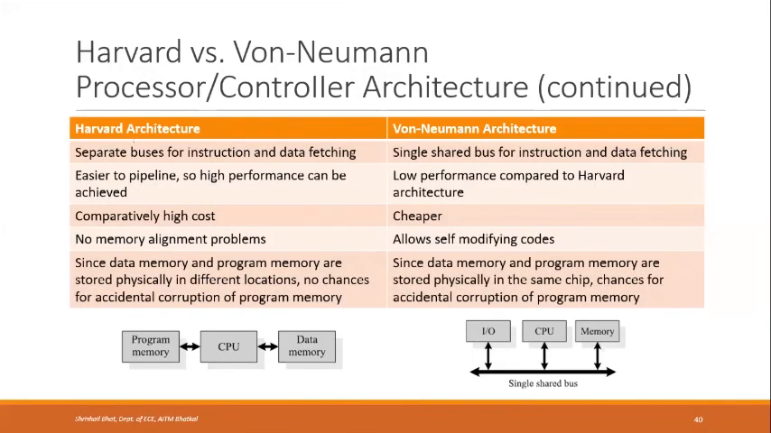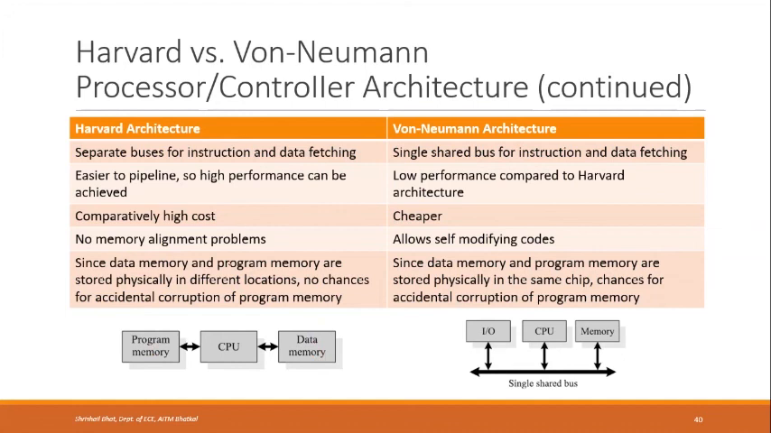Those problems arise in Von-Neumann architecture because the memory is shared between data and program. Whereas in Harvard, data is in data memory, and you have only data. In between, there are no instructions or codes. In program memory, there are only programs or codes. There is no data. So those alignment problems won't occur in Harvard architecture.